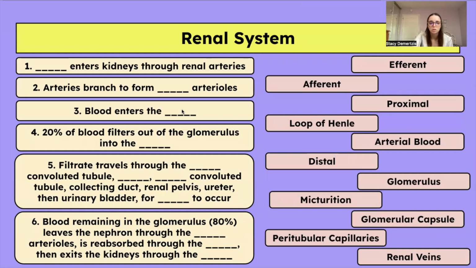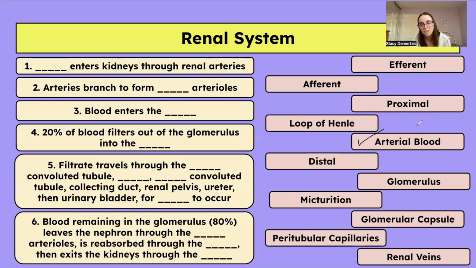Arterial blood, yeah. Perfect. Since I won't have room to type, we're just going to check this one off that we already used it. Arterial blood enters the kidney through the renal arteries. Awesome. These arteries are going to branch.